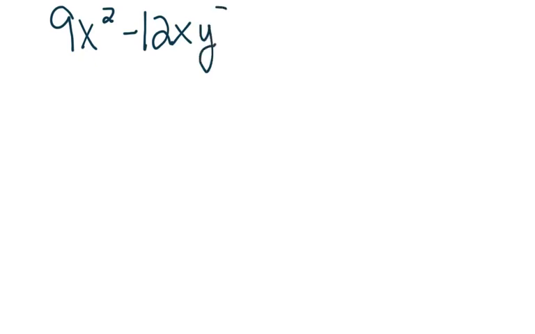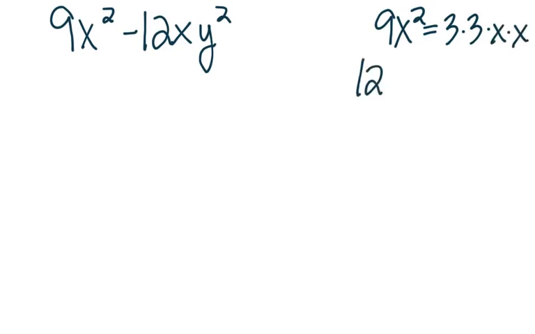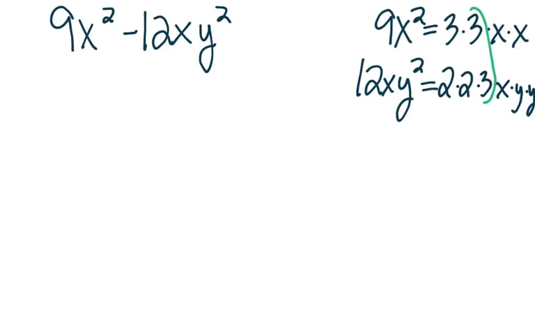y squared. So again, we're going to go ahead and break down our terms. So our first term that we have is 9x squared, which is the same thing as saying 3 times 3 times x times x. And then our second term that we have is 12xy squared, which is equal to 2 times 2 times 3 times x times y times y. Okay, so what do they have in common? We have a 3 in both of them. We have an x in both of them. And that is all they share in this one. So again, we're going to divide by 3x.